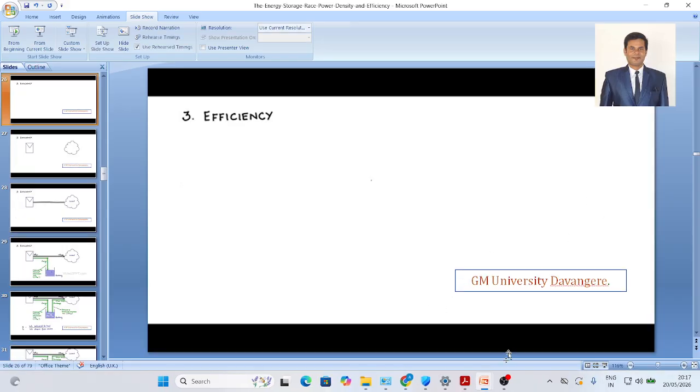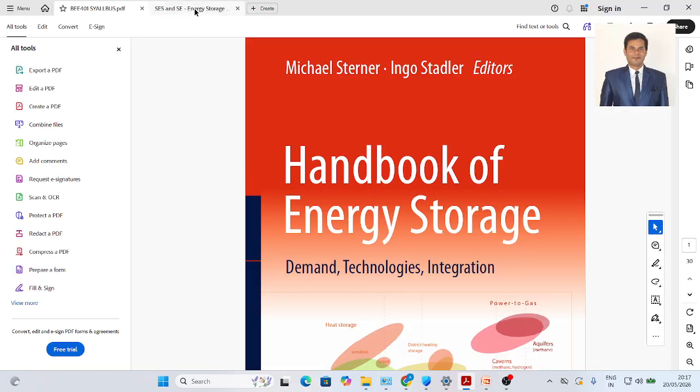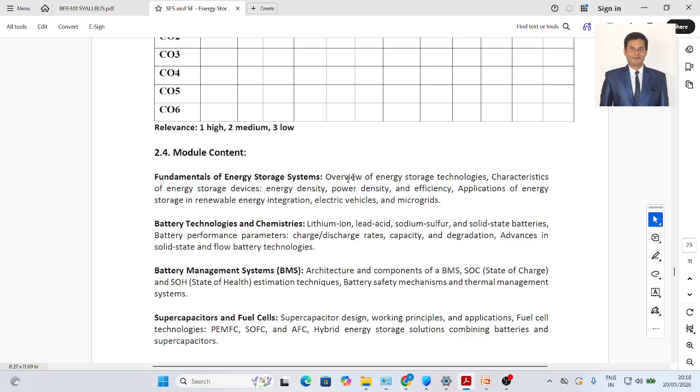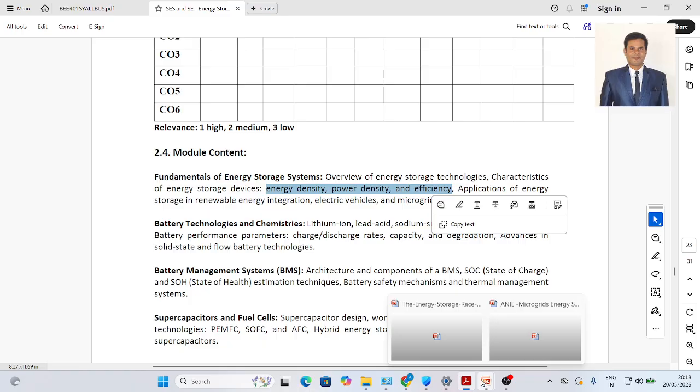So I was talking about the efficiency. Next we'll see about the efficiency. We just discussed the characteristics and proper definitions of energy storage devices, energy densities and power densities. Now we'll talk about efficiency, how efficiency matters a lot in energy storage, especially in the grids. We were just talking about the hybrid, that is combining your solar and the wind grids.